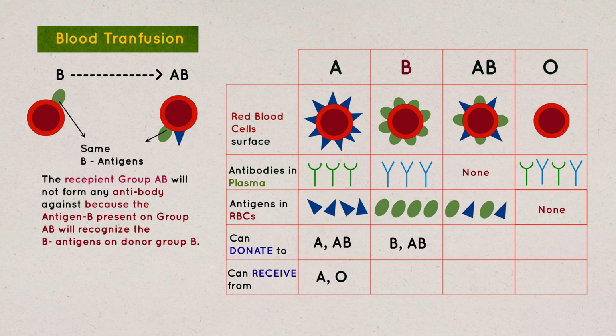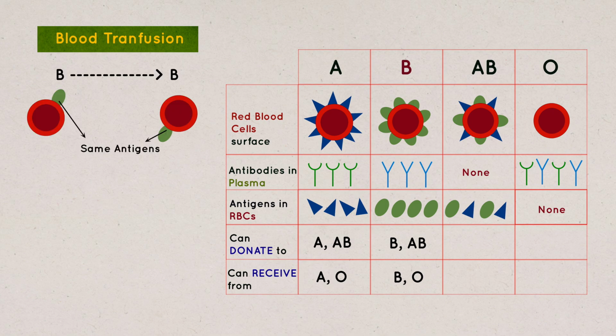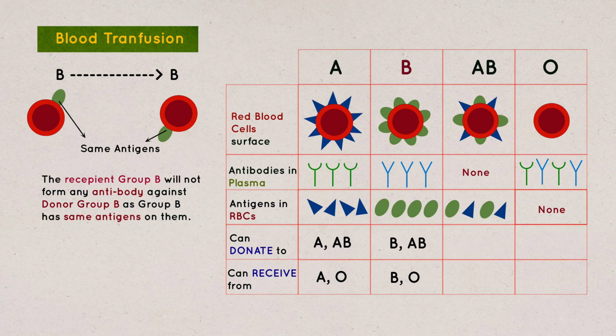Now let's see what groups group B can receive from. Group B can receive blood from B and O. Let's see how it works. Group B can receive blood from group B because the recipient B group has the same antigens as the donor B group. The recipient group B will recognize the antigens in donor B group and will not produce any antibody against it.